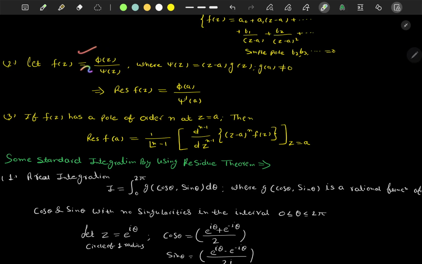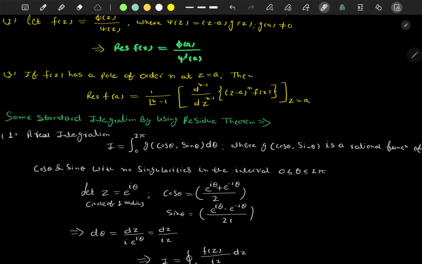Let f(z) be as in the second method. f(z) is phi(z) upon psi(z), where psi(z) can be expressed as (z minus a) times the coefficient g(z), and g(a) not equal to 0. So the residue of the function at that point is the value of phi upon psi prime. What you are doing here is taking the first derivative of the denominator. Remember, here you are taking the first derivative of the denominator of the function.